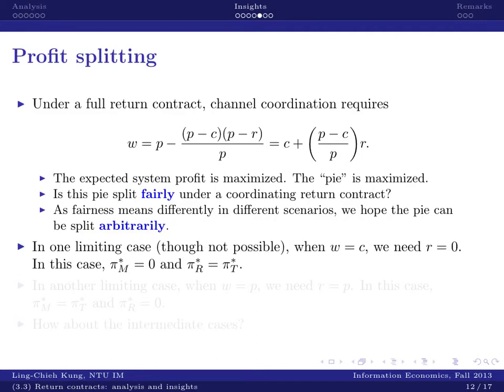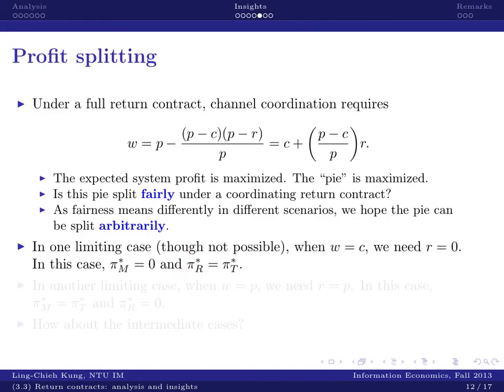Okay, so let's start to analyze this problem. In one limiting case, even though we know that's not possible, the limiting idea will help. Suppose the wholesale price is C, then we know R must be 0. What's more important is that in this case, the manufacturer is going to earn nothing, and the retailer will take the whole pie.